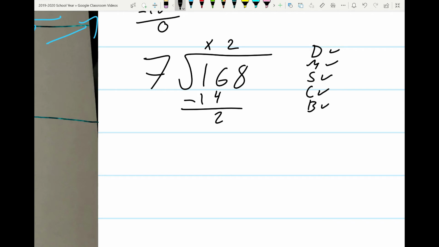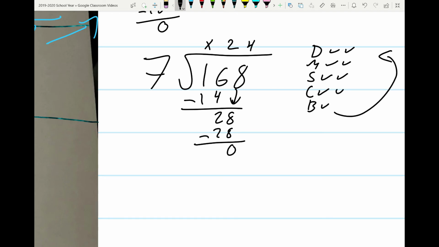Now all I have to do is bring it down. So my new number is 28. I start all over again, okay? How many times can 7 go into 28? At least 4 times. Now I multiply. 7 times 4 is 28. Subtract. 28 minus 28 is 0. Check, is my difference smaller than my divisor? Yes, it is. I don't need to do anything else, so therefore my answer is 24.